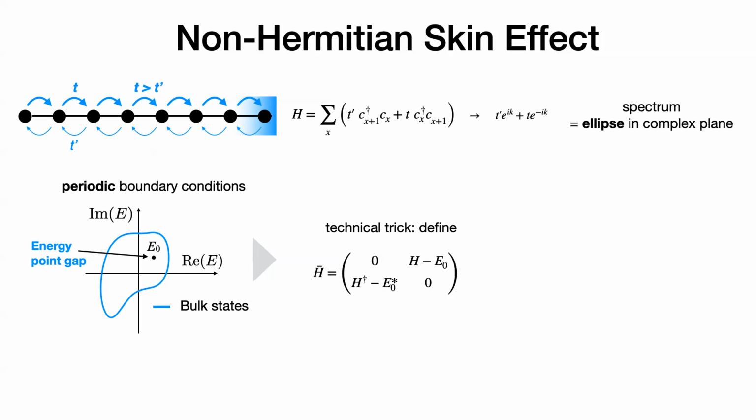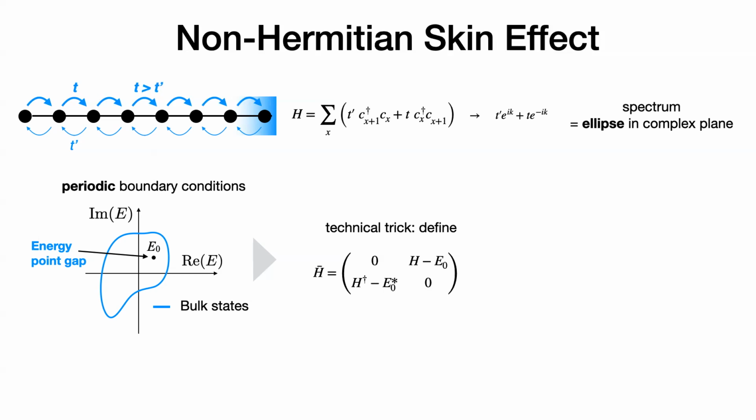Now let's do a technical trick. So I'm going to show you how to solve this, how to derive the skin effect in that technical picture. We define this Hamiltonian, which is called the extended Hermitian Hamiltonian. So this is just a technical thing, H bar, which is given by (0, H; H dagger, 0).